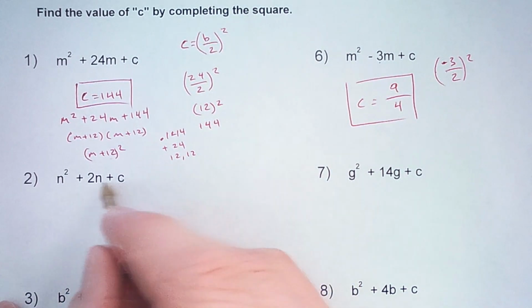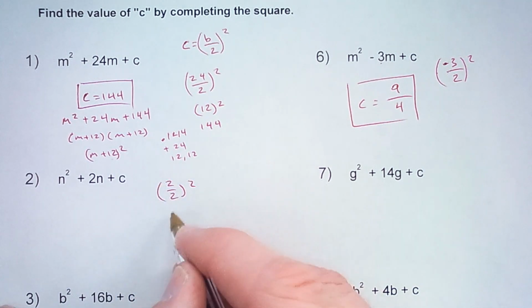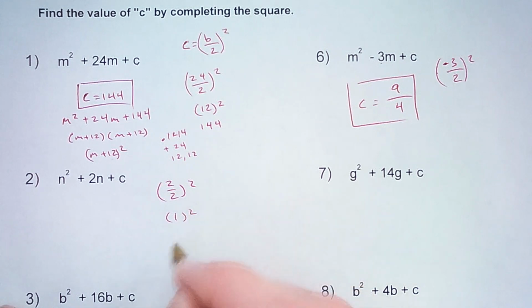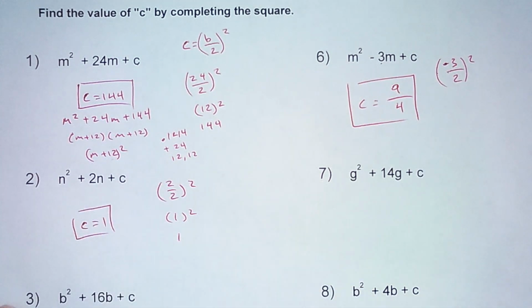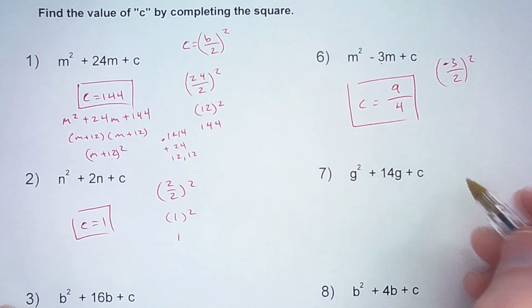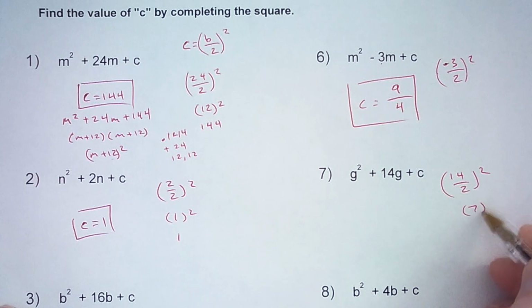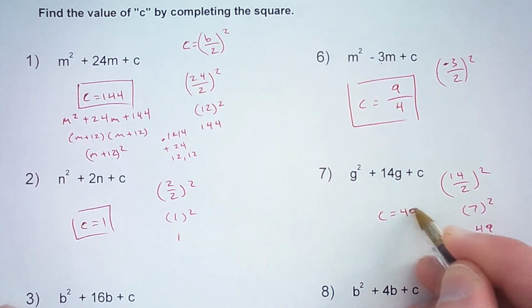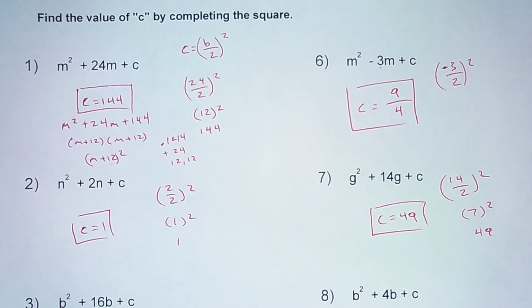On this next one, b is 2. So 2 divided by 2 squared, that's 1 squared, which is 1. So c is 1. And then here b is 14. 14 divided by 2 squared, that's 7 squared, which is 49. So c is 49. Now what if b is a fraction?